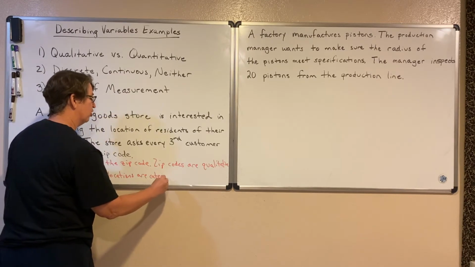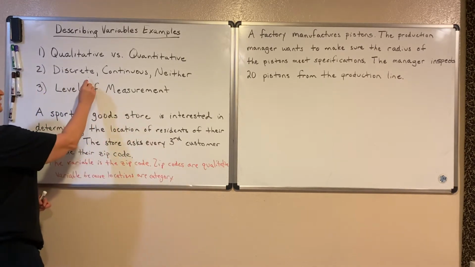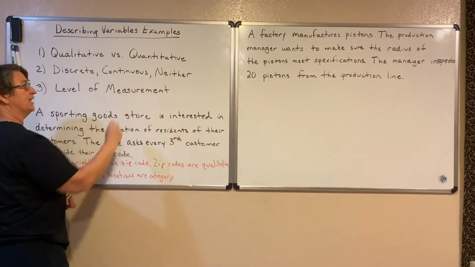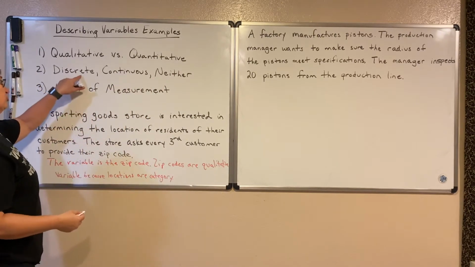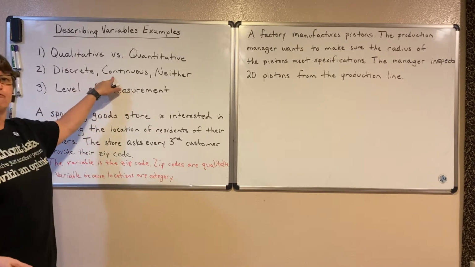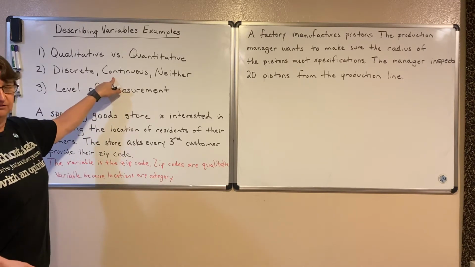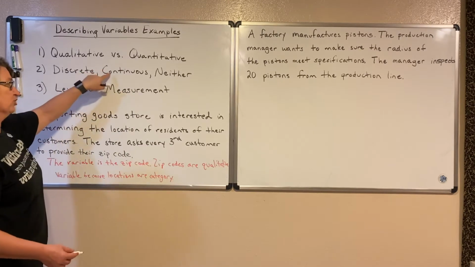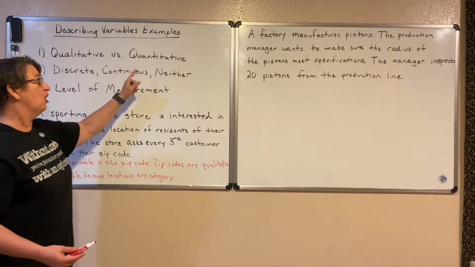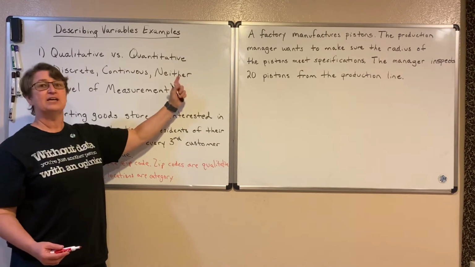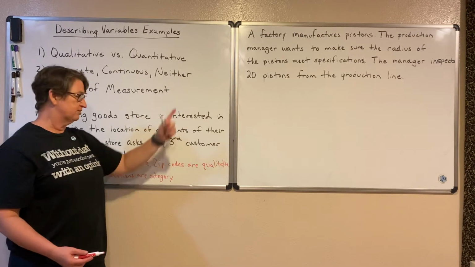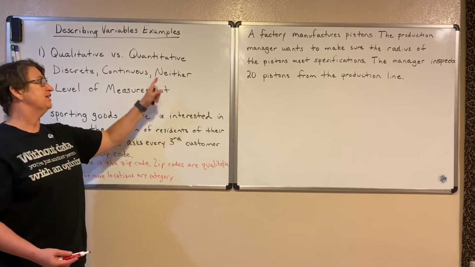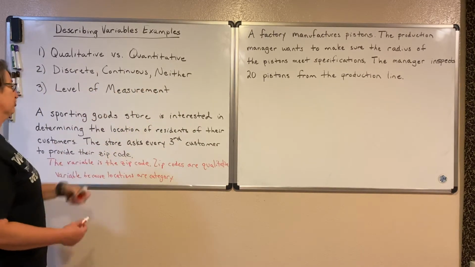Then we need to know if it is discrete, continuous, or neither. Remember that these words discrete and continuous refer to quantities. We need a number in order to be able to decide if it is discrete or continuous. All of our qualitative data is neither. So because this is qualitative, it is neither continuous nor discrete.